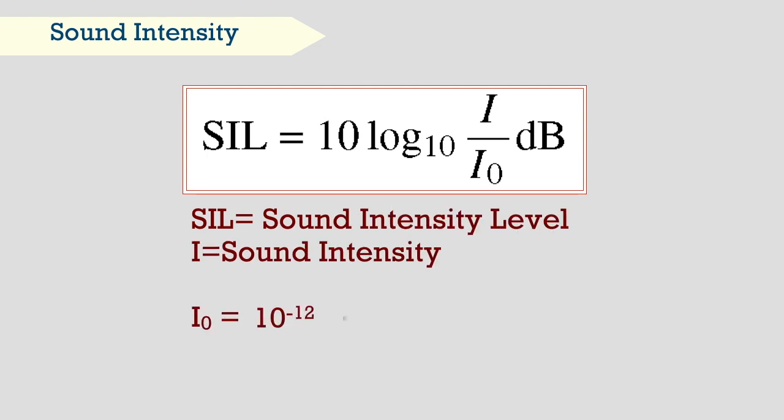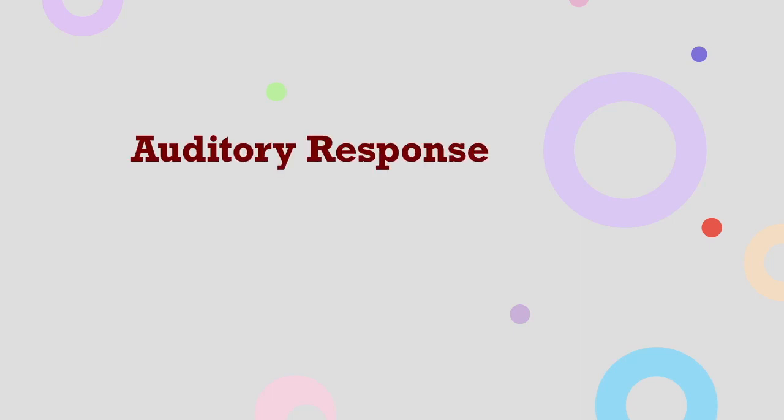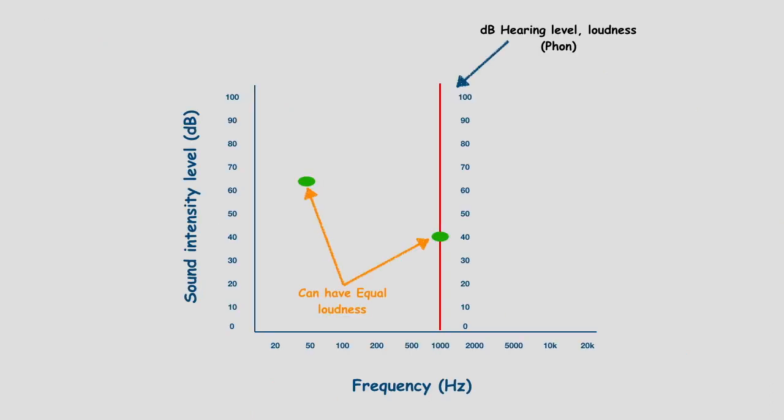An intensity of 10 to the minus 12 is the lowest intensity that can be detected by the human ear. Auditory response. The decibel hearing level scale is constructed by comparing the loudness of a sound with a 1 kHz sound of known intensity. Thus, the reference point is 1 kHz, and at this point, the decibel hearing level equals decibel sound intensity level. Let's pick 2 points on the graph. As you can see, the 2 points have different sound intensity level and frequency.